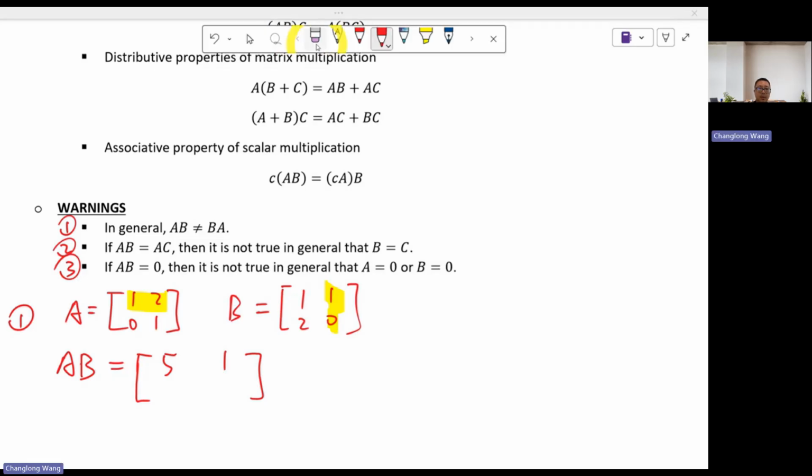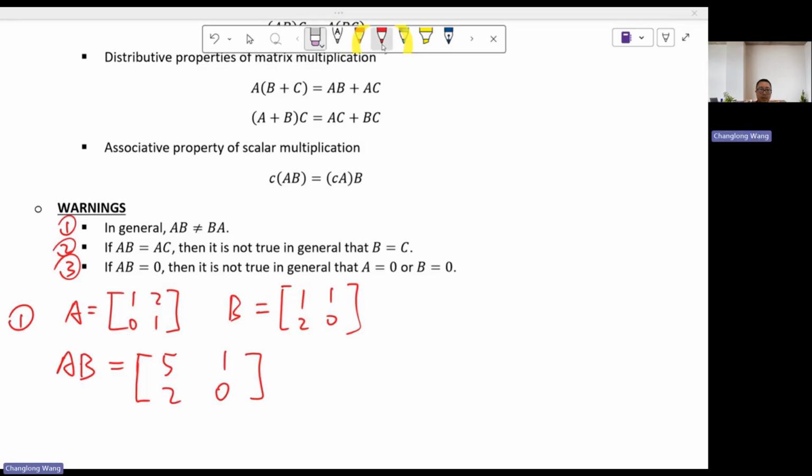Then you do the same thing, but now go into the second row of A and let it get together with the first column of the B. That's going to get you the entry on the second row, first column in the product. So 0 times 1 is 0, 1 times 2 is 2, so that gets you a 2. And the last entry, you just go with second row of A, second column of B, and that would be a 0.